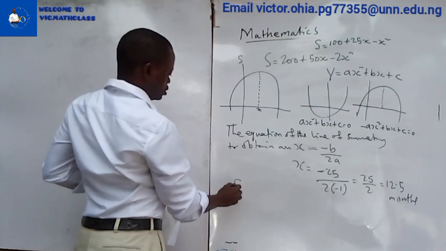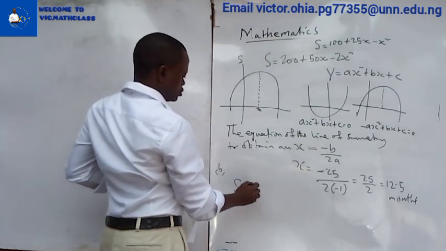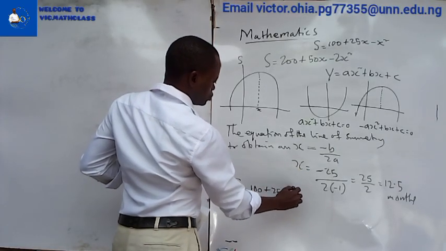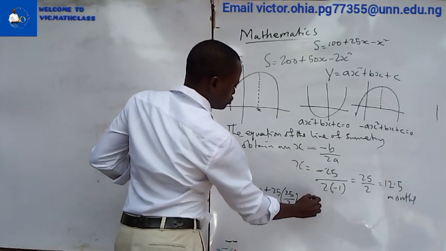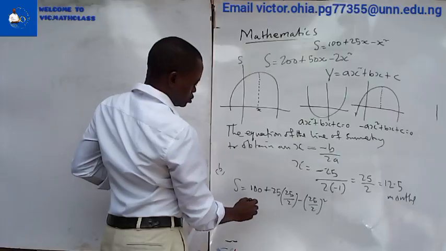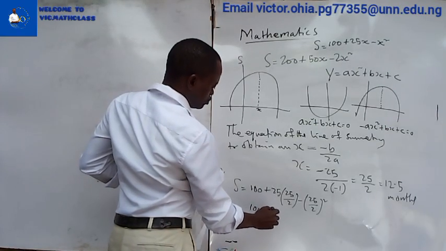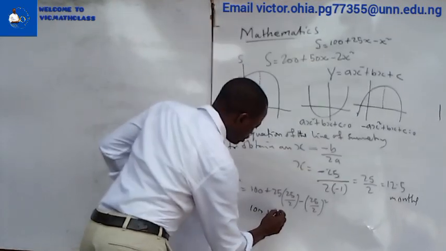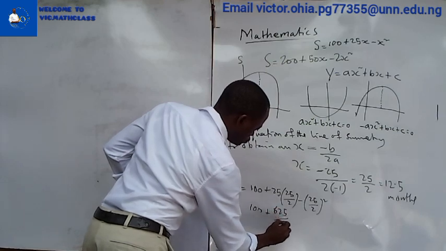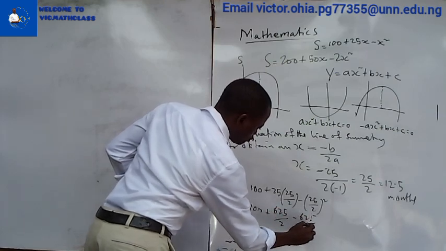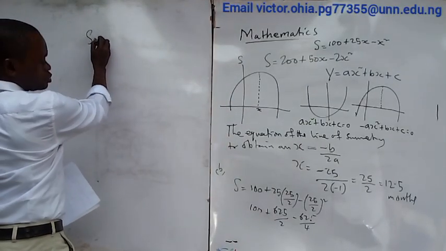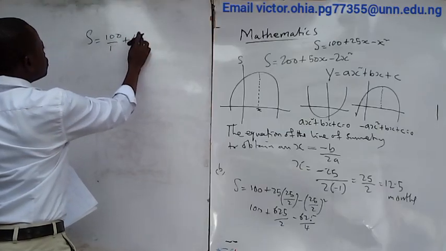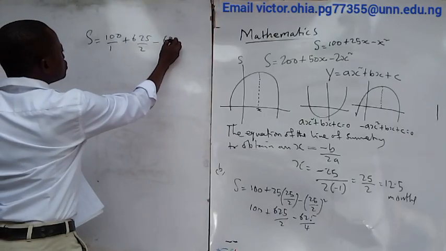So you are talking about s equals 100 plus 25 in bracket 25 over 2, then minus 25 over 2 all squared. That's what we have there. So you have 100 plus 25 times 25. By my calculation, that is 625. So it is 625 over 2 minus 625 over 4. So I have s equals 100 over 1 plus 625 over 2 minus 625 over 4.